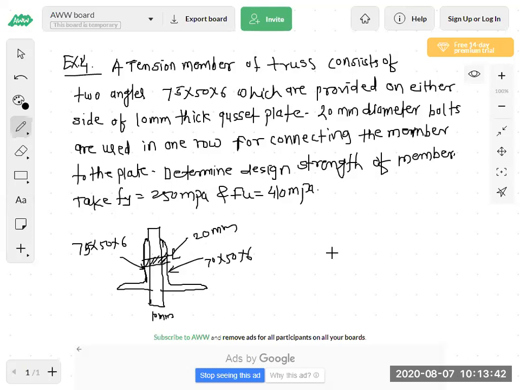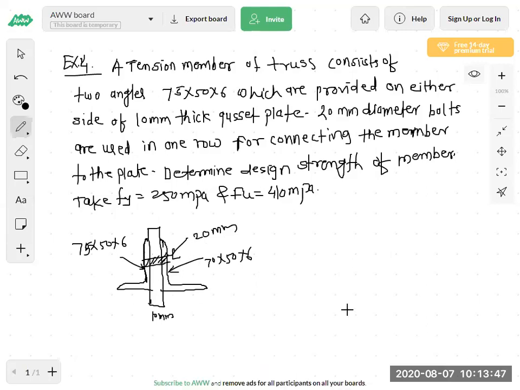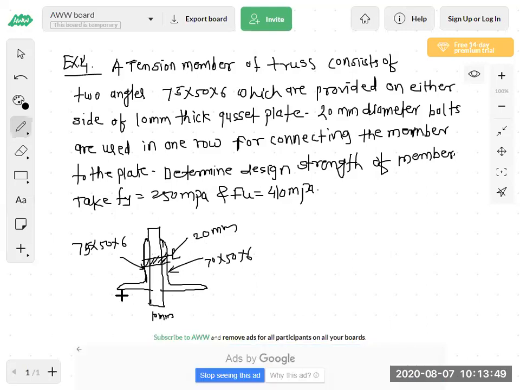Are you getting? And also they have not given which leg is connected to gusset plate. Means 75 mm leg is connected or 50 mm leg is connected to gusset plate. So we assume here 75 mm leg is connected. So by assumption, this depth is the 75 mm and the outstanding width is the 50 mm. That we have to assume, because they have not given which leg is connected.